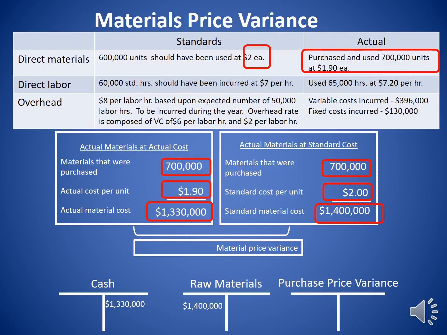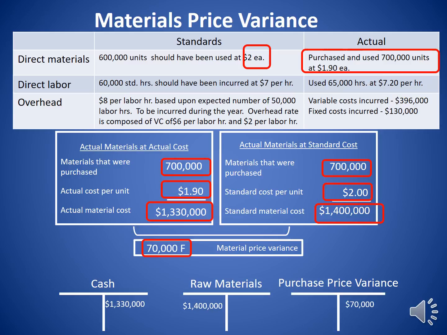So there's going to be a difference between the two, and we can see here that the difference is going to be approximately $70,000. The question is, is this favorable or unfavorable? In this case, we spent less than we expected, so it is going to be favorable. So there's our $70,000 with a favorable variance.